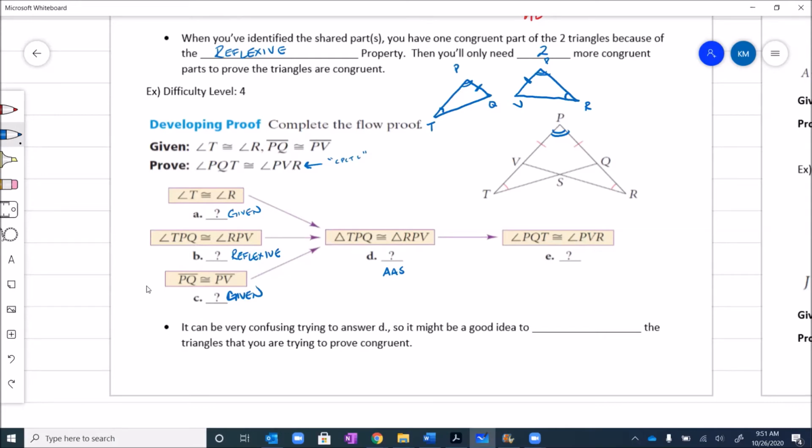Okay, and so now we've proven that the two triangles are congruent, and we get back to CPCTC, because angle PQT, talking about this angle here, and angle PVR, talking about this angle here, weren't used to prove that the two triangles are congruent, but now that we know they are congruent, they're corresponding parts, so they must also be congruent. Okay, it can be very confusing trying to answer angle D, so it might be a good idea to redraw the triangles. That's what we just talked about, but I know that you'll want to have this written down for yourself as you look back at it.